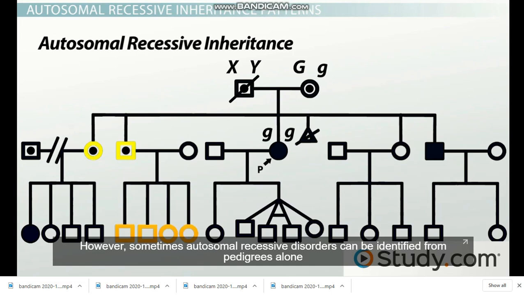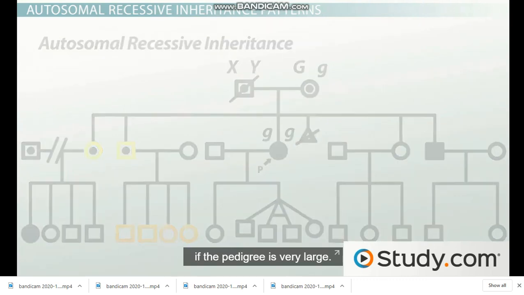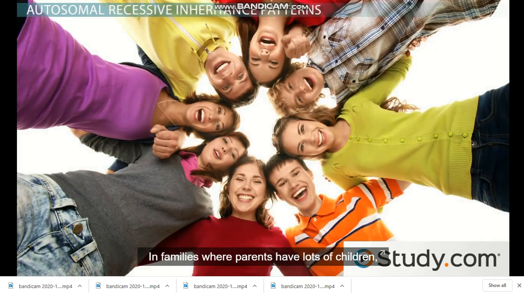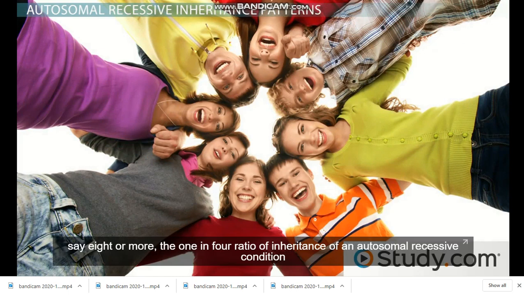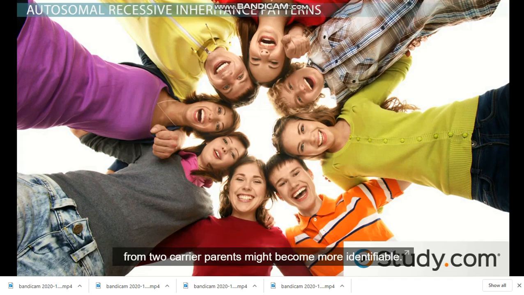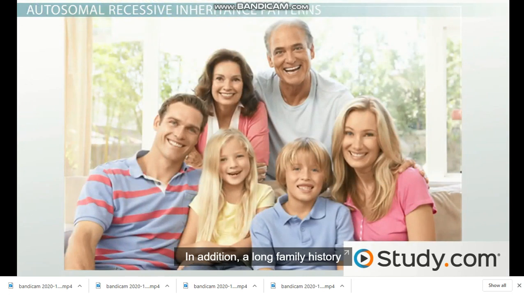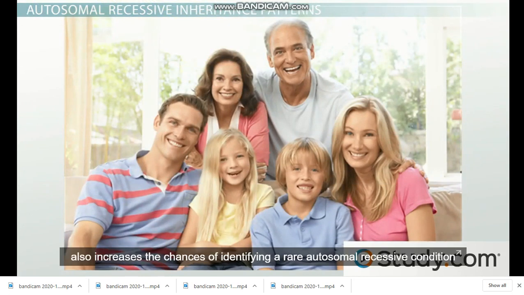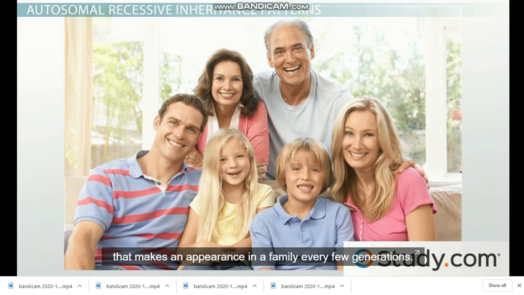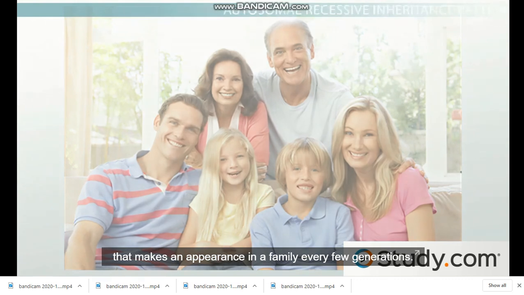However, sometimes autosomal recessive disorders can be identified from pedigrees alone if the pedigree is very large. In families where parents have lots of children, say 8 or more, the 1 in 4 ratio of inheritance of an autosomal recessive condition from 2 carrier parents might become more identifiable. In addition, a long family history also increases the chances of identifying a rare autosomal recessive condition that makes an appearance in a family every few generations.